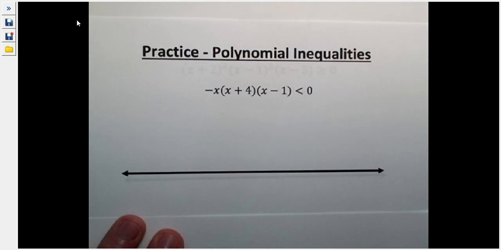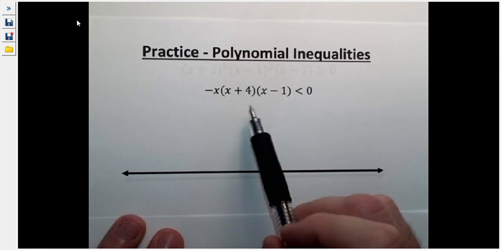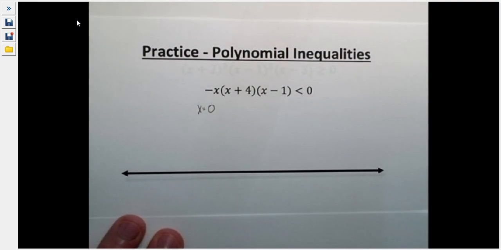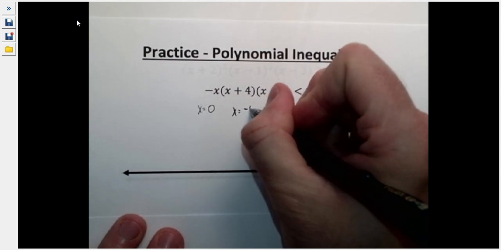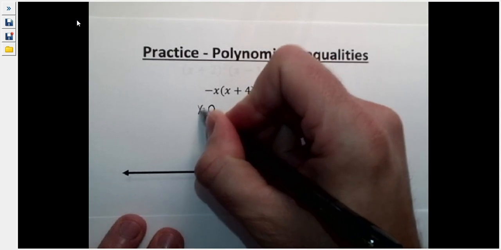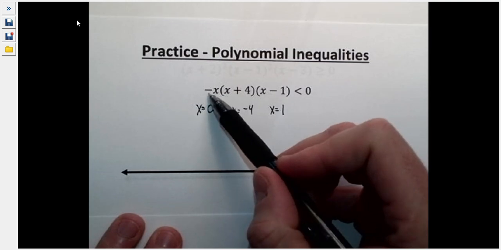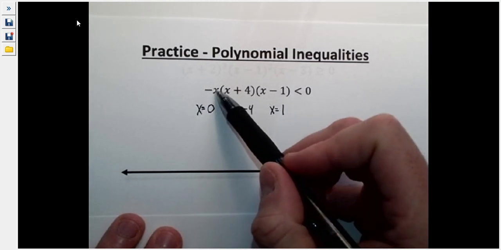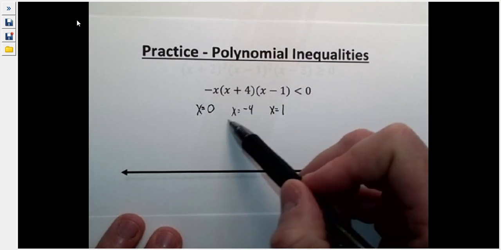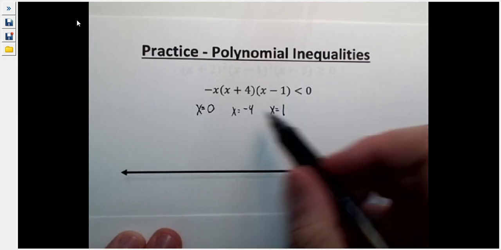Before we can find where this is negative or positive, we need to know where this equation is 0. So the zeros are at x equals 0, at x equals -4, and x equals 1. Now these zeros occur when you set these factors equal to 0. If you set -x equal to 0 and solve for x, you get x equals 0. If you set x plus 4 equal to 0, you subtract 4 from both sides, you get x is -4. Same thing here. You add 1 to both sides, you get this. So these are my zeros.